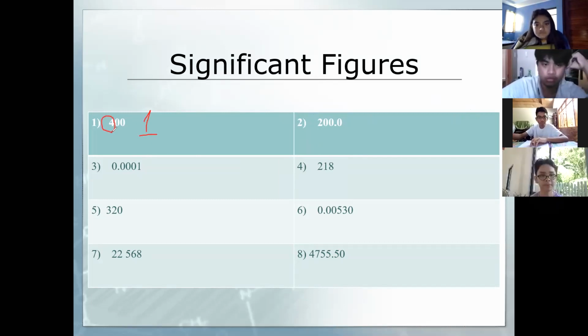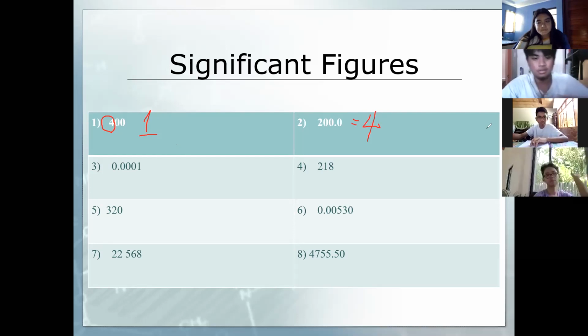Okay. How about number 2? Allen, how many significant figures are there in number 2? The answer is 4, correct. So see the difference between number 1 and number 2, class. Basically, they're just the same, right? However, the presence of a decimal point makes it different from number 1. So in number 2, you have 4 significant digits, but in number 1, you only have 1 significant digit.